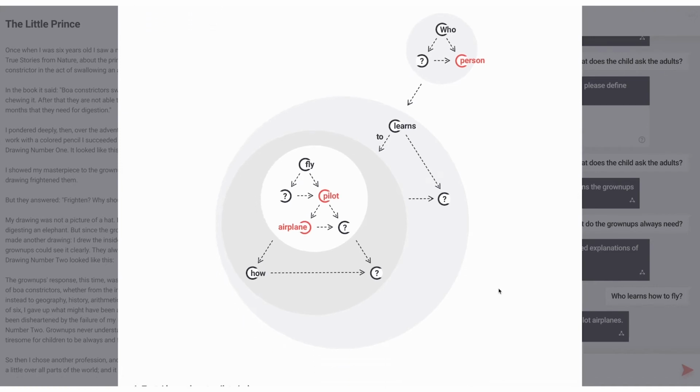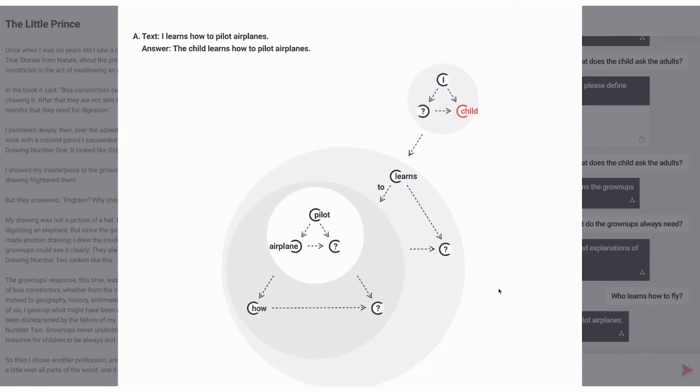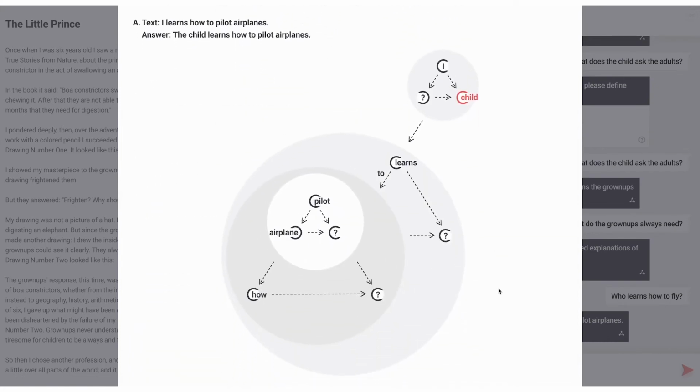Of course. It's the child. The child learns to fly, to pilot airplanes, to fly. He knows how to fly now.